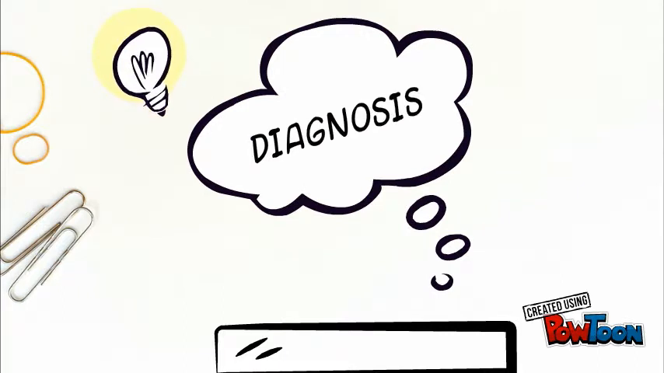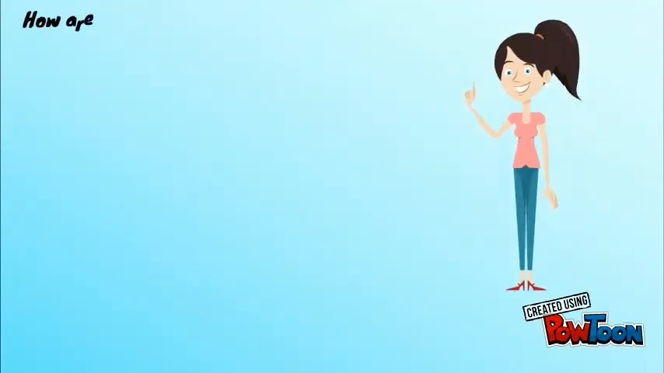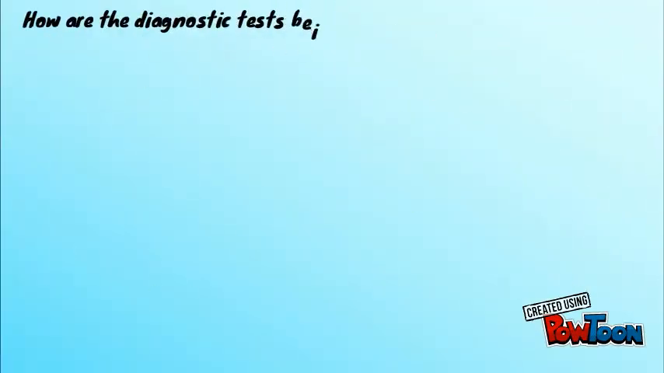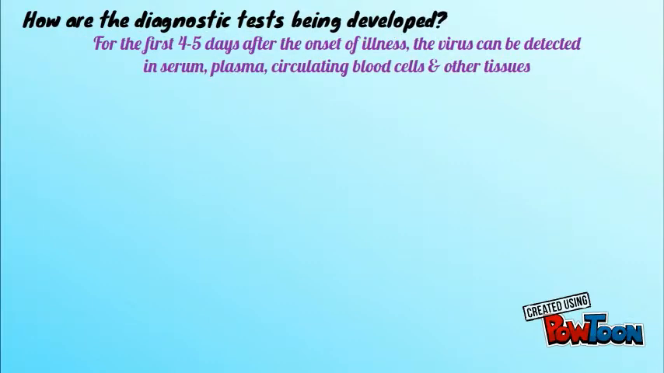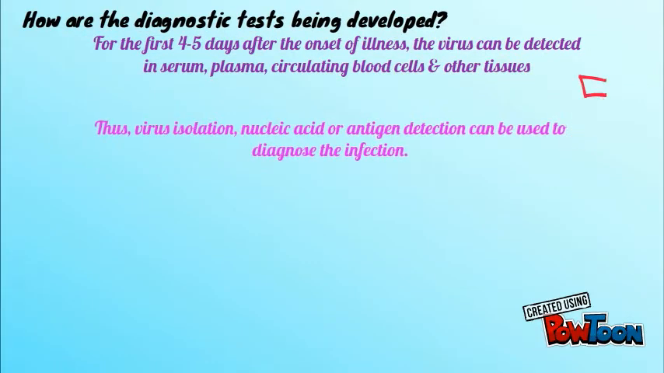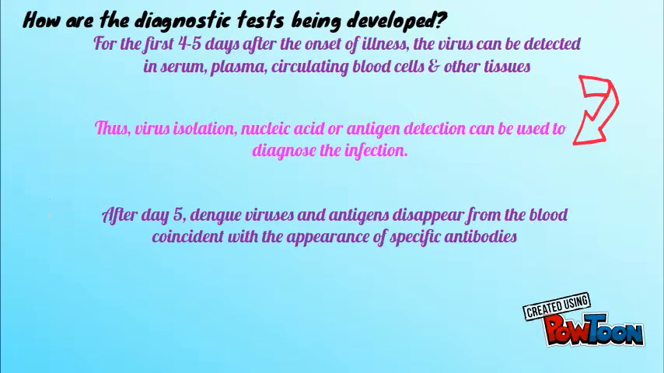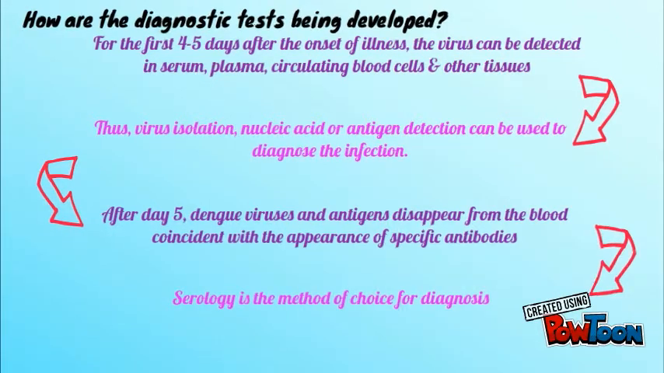Next, let's talk about diagnosis. How are the diagnosis tests being developed? For the first 4 to 5 days after illness, the virus can be detected. Thus, virus isolation, nucleic acid or antigen detection can be used. After 5 days, the virus and antigen will disappear and specific antibodies will be present. Hence, serological tests should be performed.